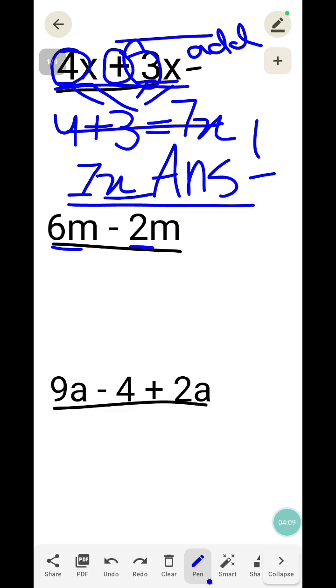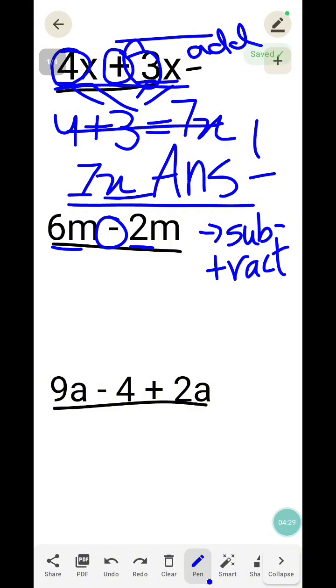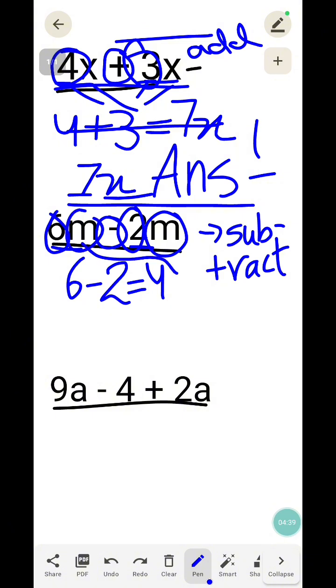6m minus 2m. Here we are going to subtract. Ignore my writing. I know some of you must be laughing at this writing, but it's okay. So 6m minus 2m. Here, what are we doing? We are doing subtraction. We will subtract only the coefficient with the coefficient. 6 minus 2 is 4. And we'll put this m alongside it. So the answer is 4m.